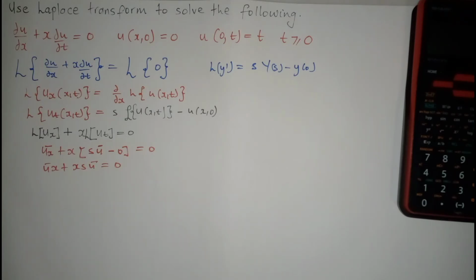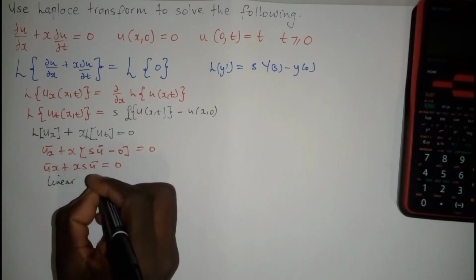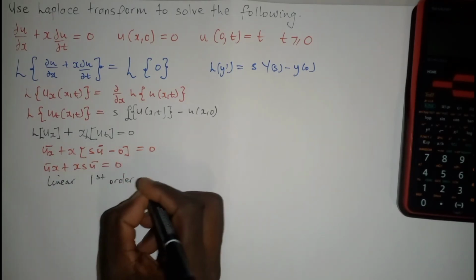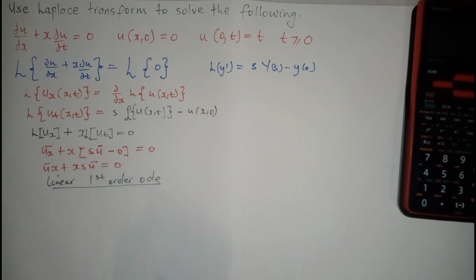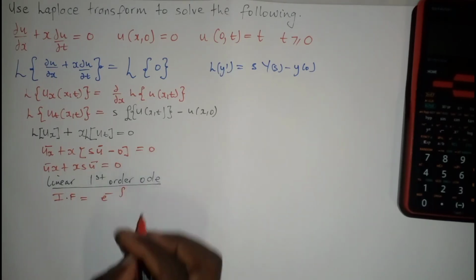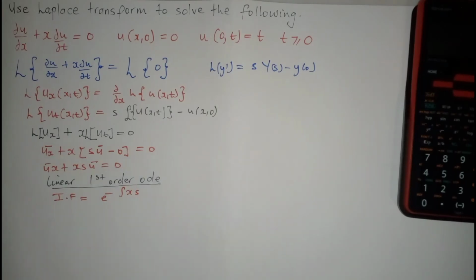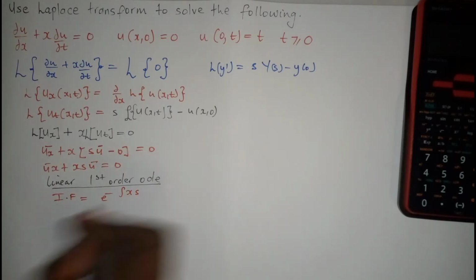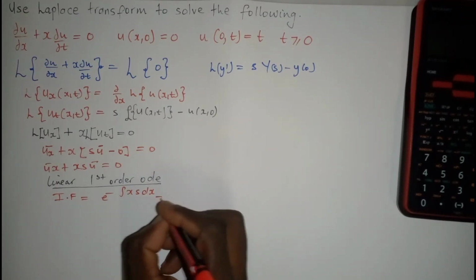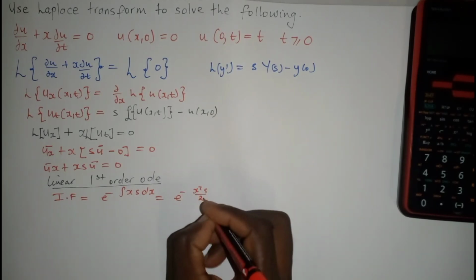As you can see now, we have a linear first order ordinary differential equation, and I'm assuming that you know how to solve this. First of all, we need to find the integrating factor, which is given by e to the power of negative xs, integrated with respect to x. If we do that, we get e to the power of negative x squared s over 2.